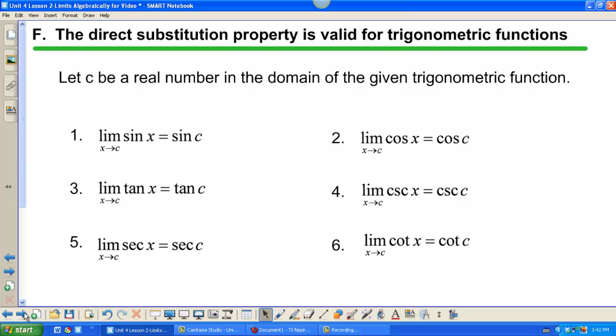Again, the key here is that direct substitution is okay for polynomials, rationals, radicals, composites, and trig, provided that the input is in the domain of that function. So all of that work we've done over the last 3 semesters, looking at the domain of all of these functions, this is where it's coming back to haunt you.